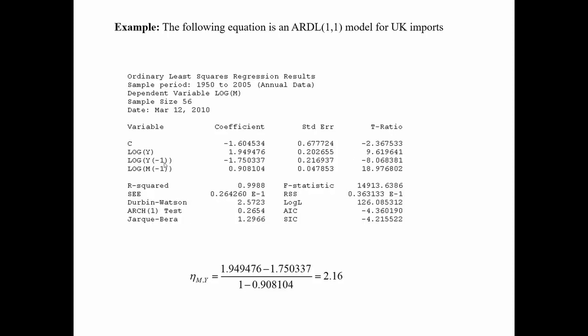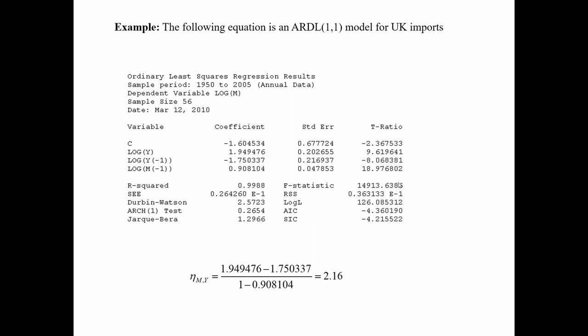Okay, let's look at an example. This is an ARDL(1,1) model for UK imports. So I'm regressing here the log of imports on GDP, lagged GDP, and lagged imports. If we estimate it, then you see that all the coefficients are statistically significant. The t-ratios here are all well above the critical value. So it indicates that straight away everything is significant.